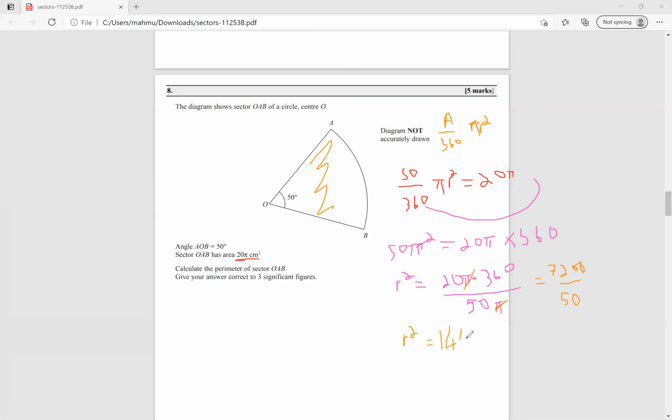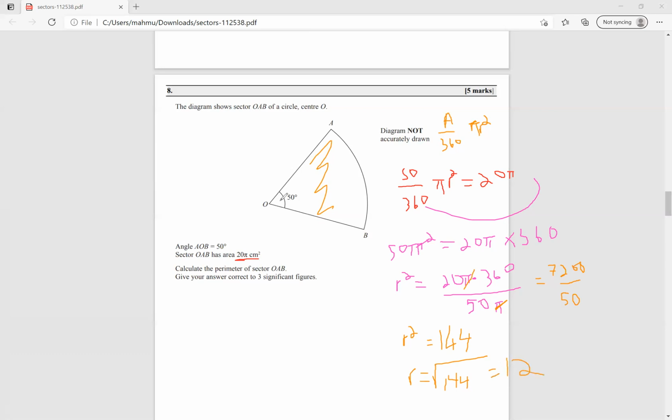Now I have to find the radius on its own, because this is squared. If I take it to the other side, it becomes the square root. So r is now equal to the square root of 144, and the square root of 144 is 12. So my radius is now 12.